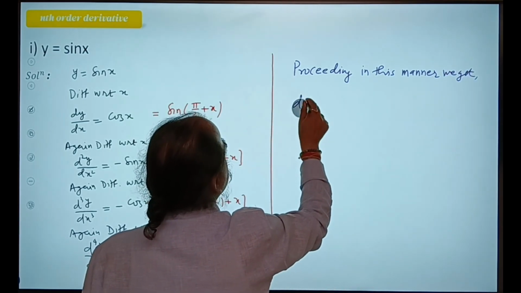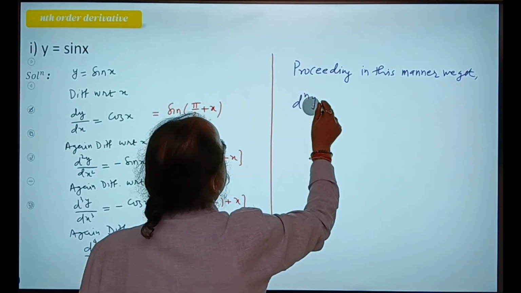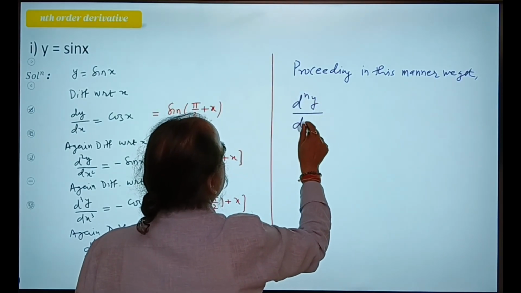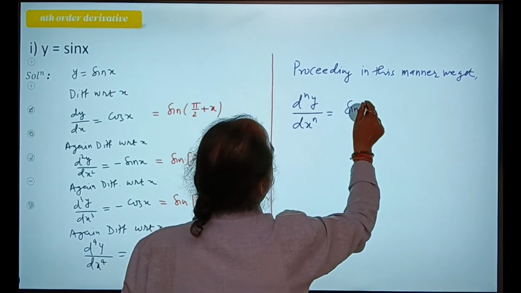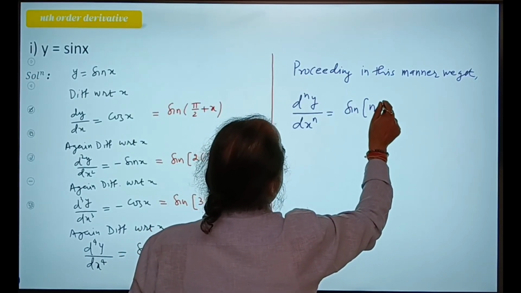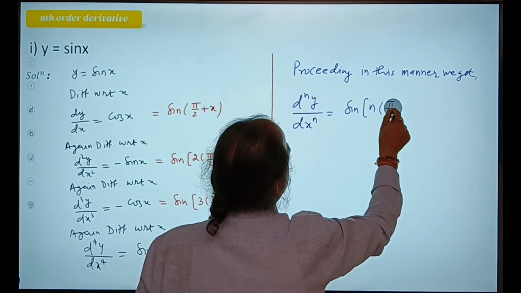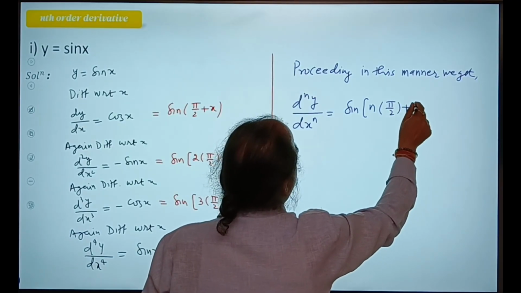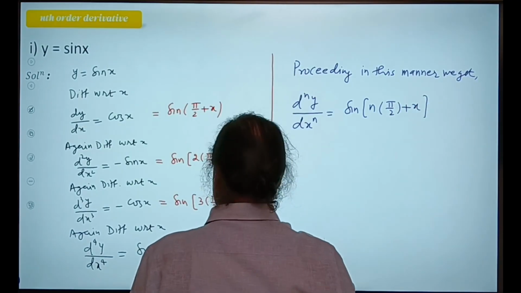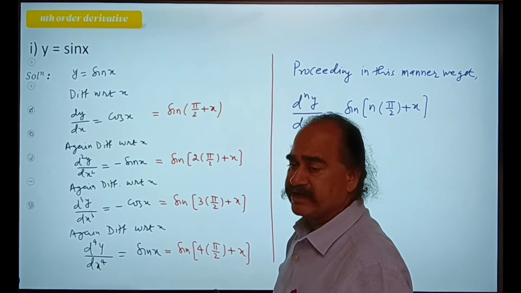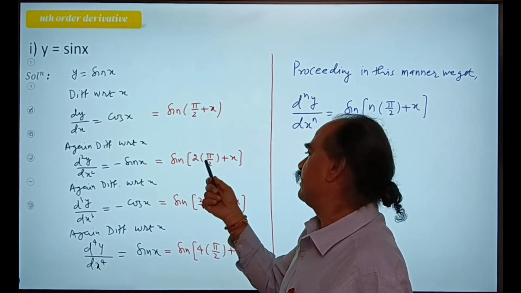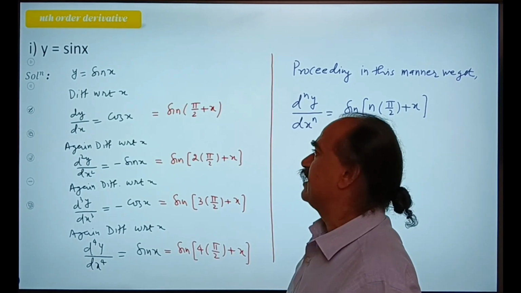nth order derivative will be sine of n times pi by 2 plus x. In fourth derivative, 4 times pi by 2. Third derivative, 3 times pi by 2. Second derivative, 2 times. So in nth derivative, n times.